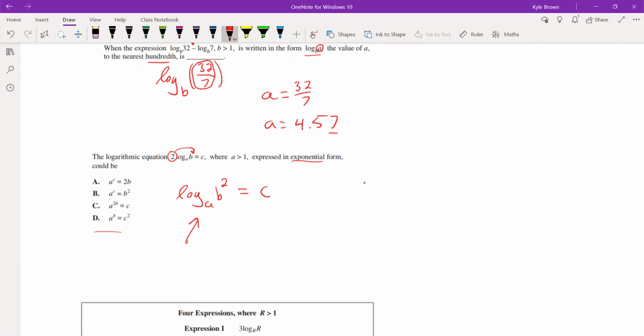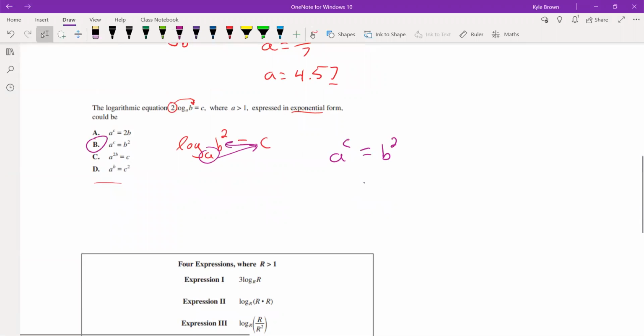And the way I always think about it is I draw this little picture where it's like A, because it's the base, right? The base will always be the base on both of them. So it's A to the power of C is equal to that part. So I kind of draw that arrow in my mind all the time. So I've got A to the power of C is equal to B squared. So do we have that one? A to the power of C is equal to B squared. Yep, got it. Okay, so that'd be that one.